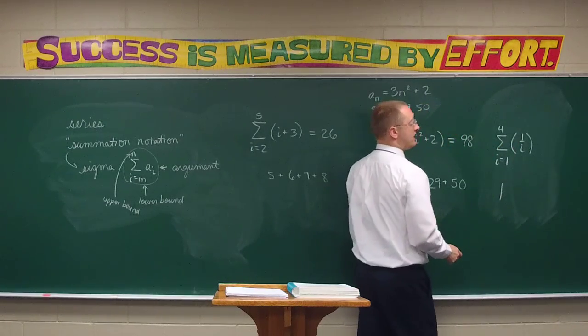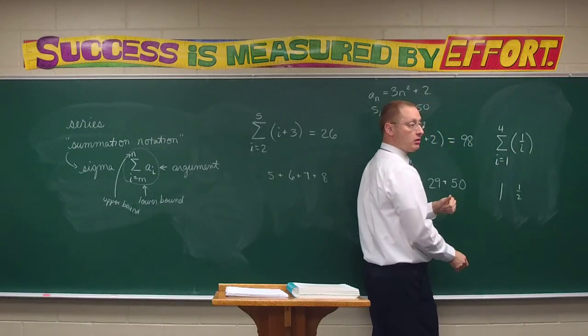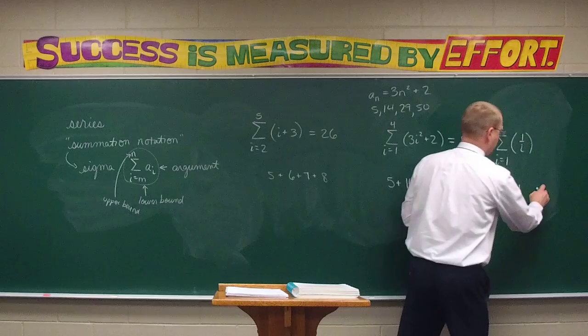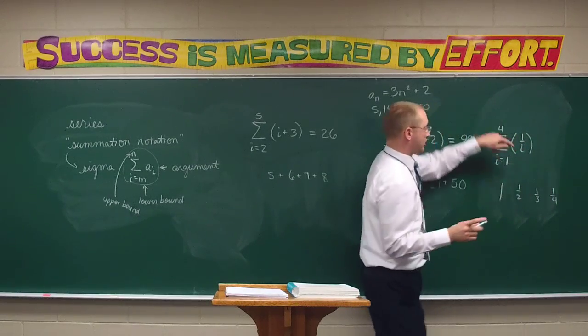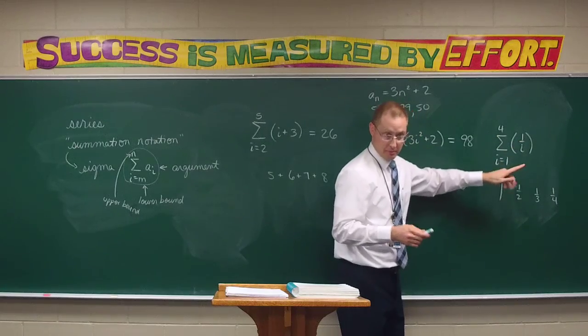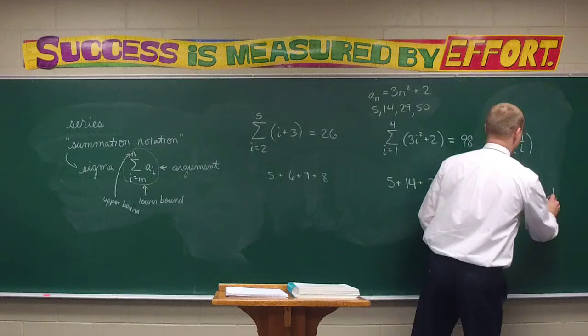The next number is going to be 1/2 because you plug in a 2. The next number? 1/3 because you plug in a 3. The next number? 1/4 because you plug in a 4. And we're done because we stop at plugging in the 4. Make sense? But since it's a series, we add the values together.